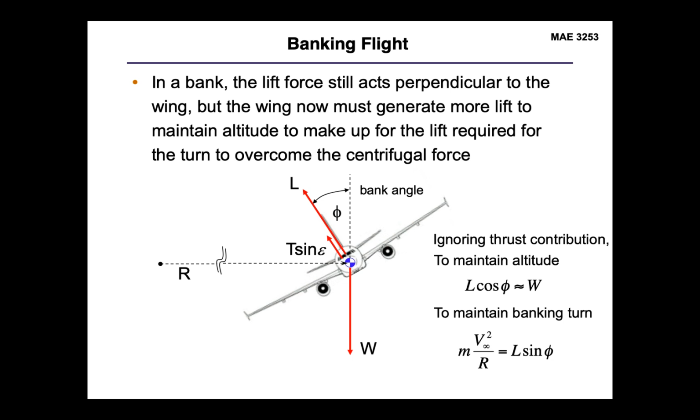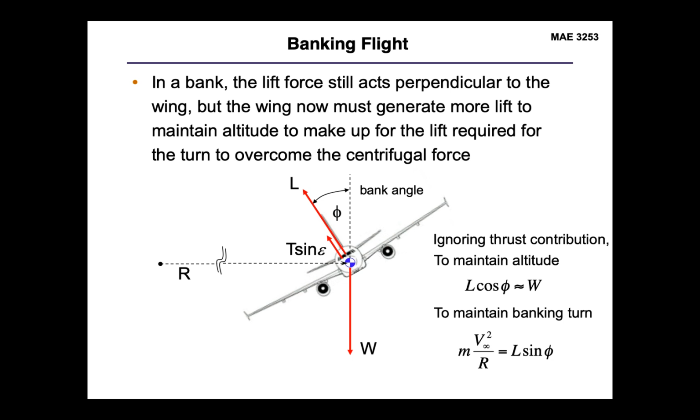Now, for this particular maneuver, what we're going to be doing is keeping that angle of attack constant, such that once we've banked over at our bank angle phi, that lift acting in the vertical direction is going to be equal to the weight of our aircraft, or lift times the cosine of phi is approximately equal to the weight of our aircraft. So now we are maintaining altitude.